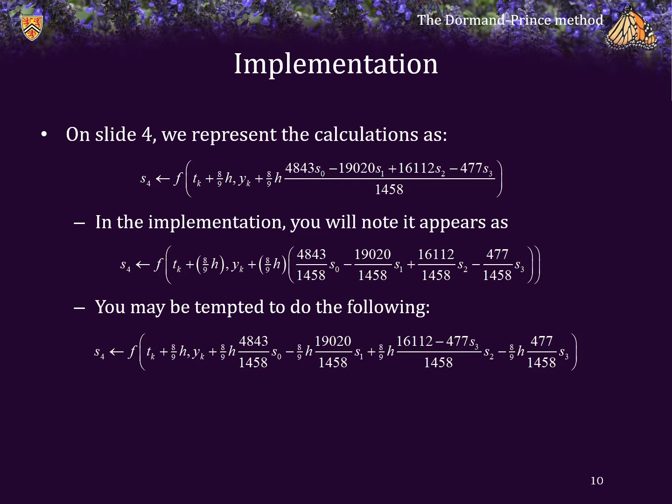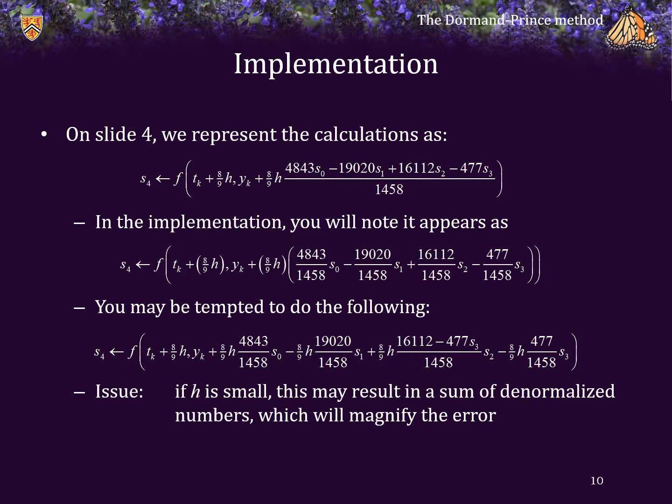You may, however, be tempted to do the following. This is going to be an interesting situation. You may think that this should give the exact same result as the previous version, but under certain circumstances it does not. The issue is that if h is very small, then the calculation of each of those terms in the sum may actually produce a denormalized number. What that means is that you're going to get a significant error that may be introduced.